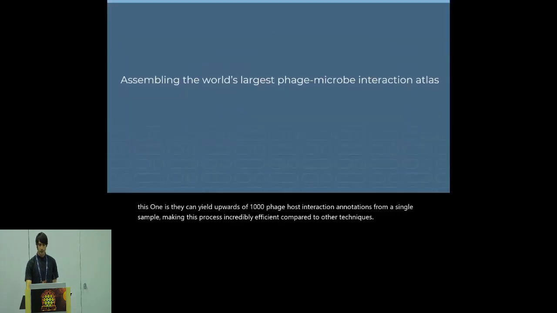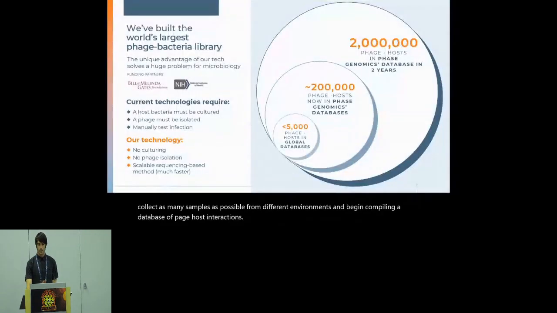And so a couple of years ago now, we realized just how limited the number of phage-host interactions present in the world is. So we proposed that using our technology, we should try and collect as many samples as possible from different environments and begin compiling a database of phage-host interactions. We proposed this idea to the Gates Foundation and the NIH, and we were given funding to do this.